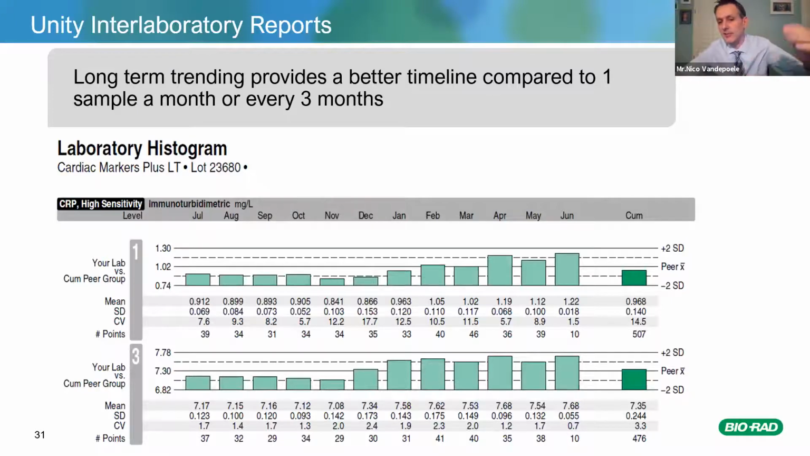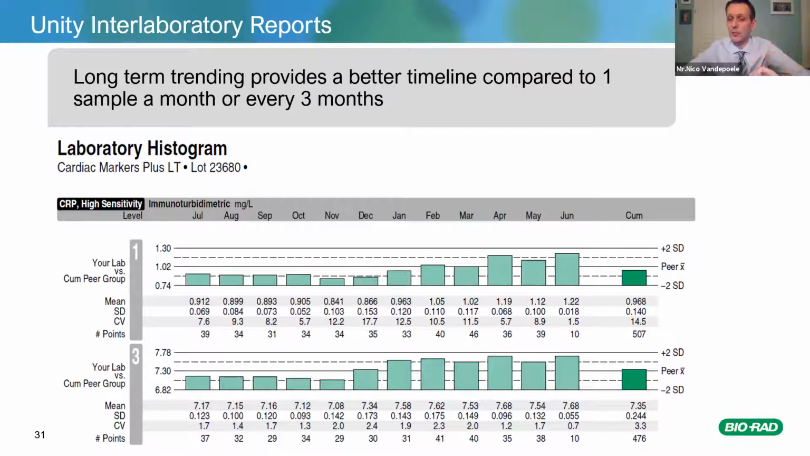And in here, the advantage is that you get not just your target, your mean, but you also get a CV or an SD evaluation. And there's actually another report which is called the bias and precision histogram, where you can see how those two vary. This is just your target. And here, for example, you can see that around December or January, something happened in this lab. Before, they were always a little bit below the peer group, and then after, they were a little bit above it.